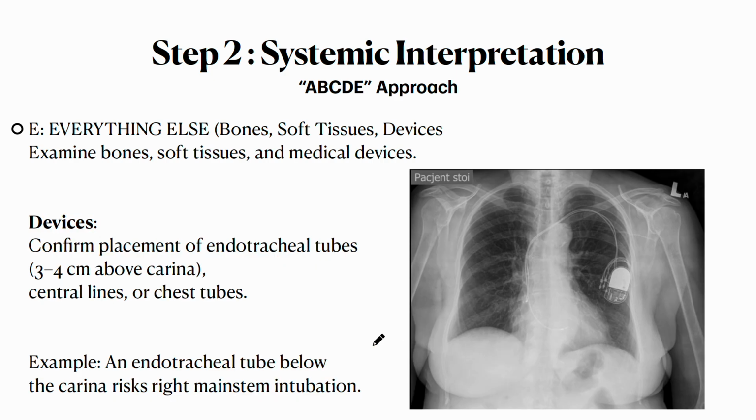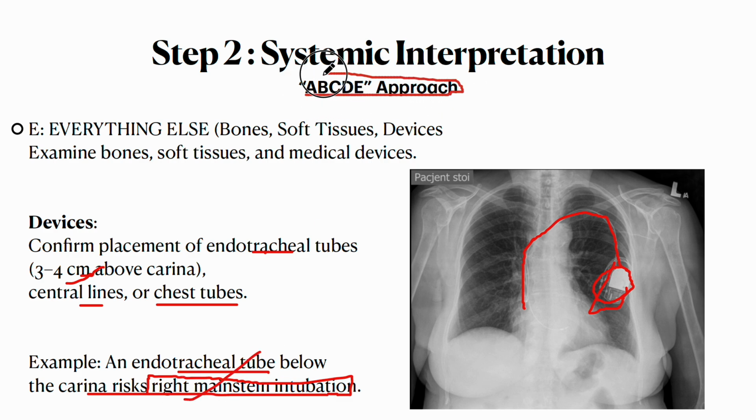Now let's talk about devices. Here, you can see a pacemaker, right? This pacemaker is for the heart. An X-ray can show the pacemaker and confirm placement of endotracheal tubes, central lines, chest tubes, or pacemakers, right? Endotracheal tubes should be 3 to 4 centimeters above the carina, and an endotracheal tube below the carina risks right main stem intubation. You have to remember this too. This is the clinical part. So that is how we complete our ABCDE approach of systematic interpretation. So I hope you get it.